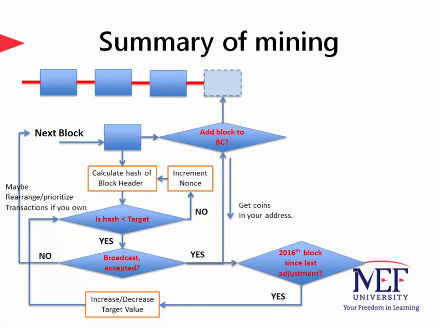In the background, nodes in the network, since they have the chain copy, see if 2016 blocks since the last adjustment have arrived. In that case, the target value is readjusted, and this is done to make sure that on average it takes around 10 minutes to solve the hash problem mentioned here.